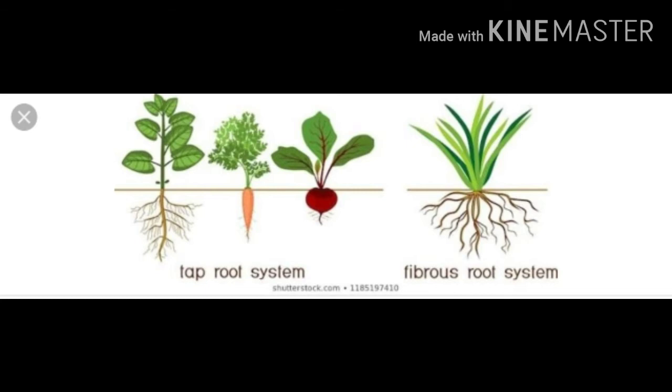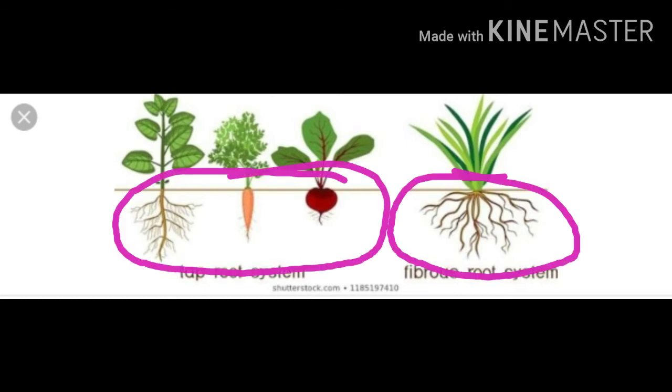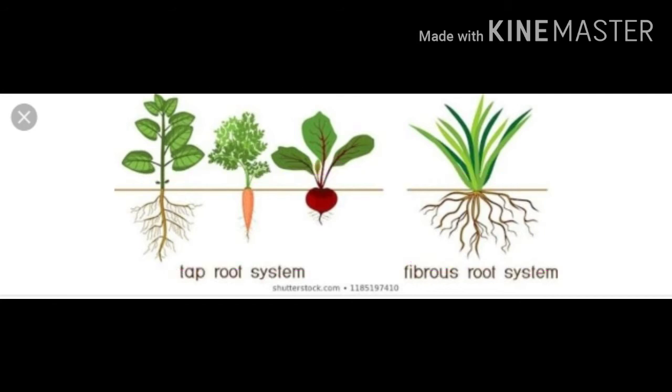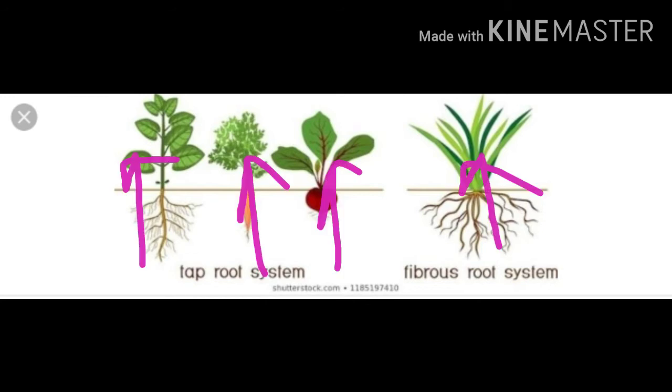Uses of roots. The roots fix the plant firmly to the soil, which means it helps the plant to stand in the soil. The roots absorb water and minerals from the soil. The roots transport the absorbed water and minerals to the shoot system. It means roots absorb the water and minerals from the soil and transport them to the stem.